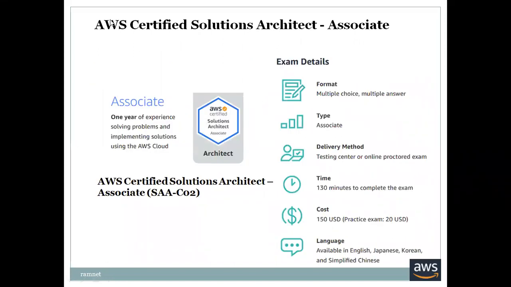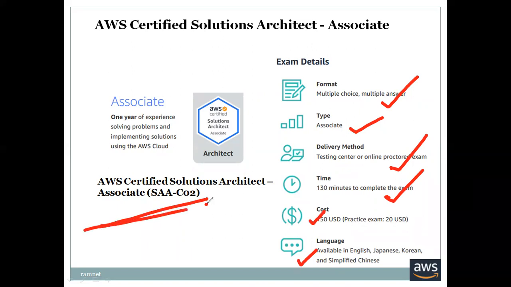And what is the examination format? The same format, multiple choice and multiple answer. The level is associate level. Delivery method is a testing center or online proctored exam. Time is 130 minutes, which is nearly 2 hours. The cost is $150, and it is available in Chinese as well. So you will be getting this certification, SAA-C02, meaning Certified Solutions Architect Associate. That's what we are doing.